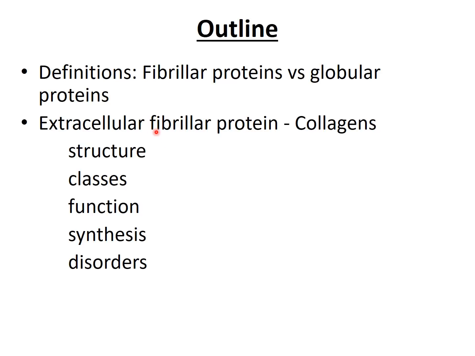So, extracellular fibrillar protein, one of them is collagen, and I will talk about the structure, classes, function, synthesis, and a list of a couple of disorders that are related to collagens.